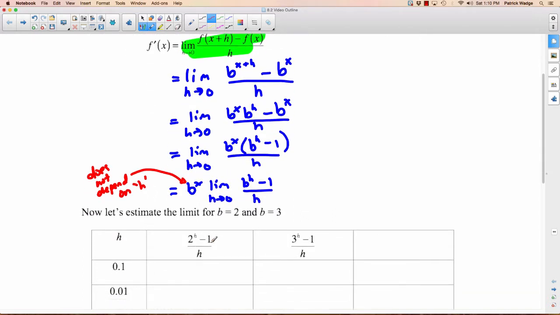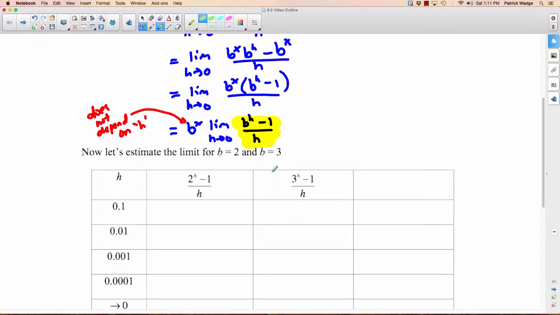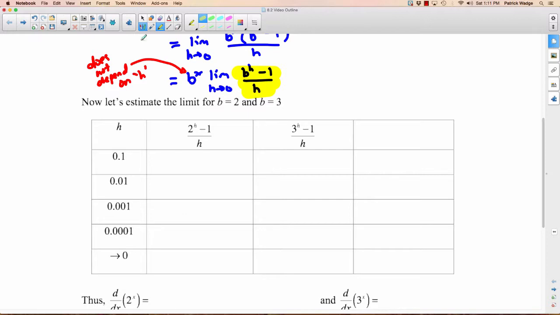Okay, so now we're going to focus in on this bit right here, and specifically ask what happens as h approaches 0. We're going to do this for two different bases. We're going to try it when b is equal to 2, and we're going to try it when b is equal to 3. And you'll see why we're going to try these specific two in just a second. I'm not going to actually show you this in the calculator. I think it's a little bit pointless.